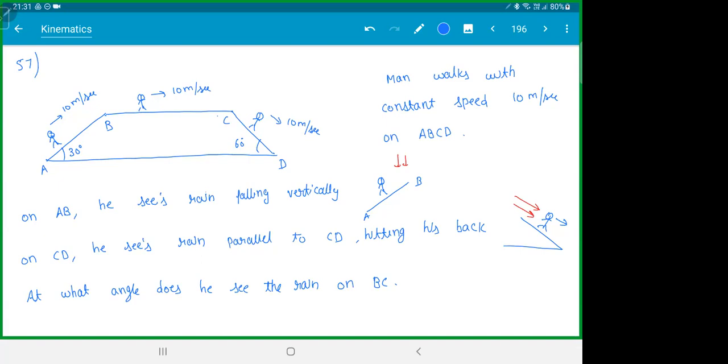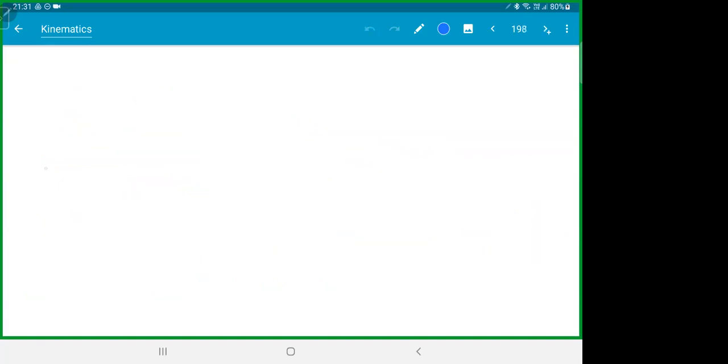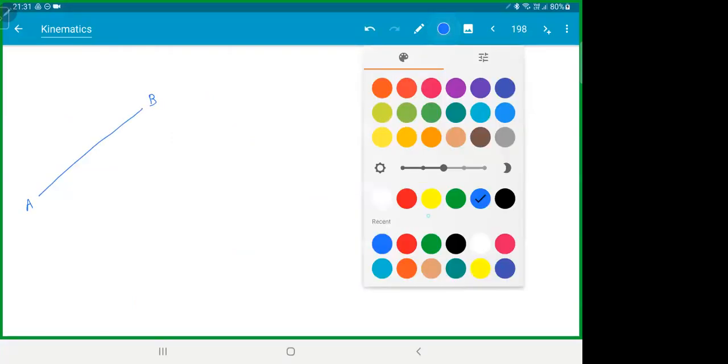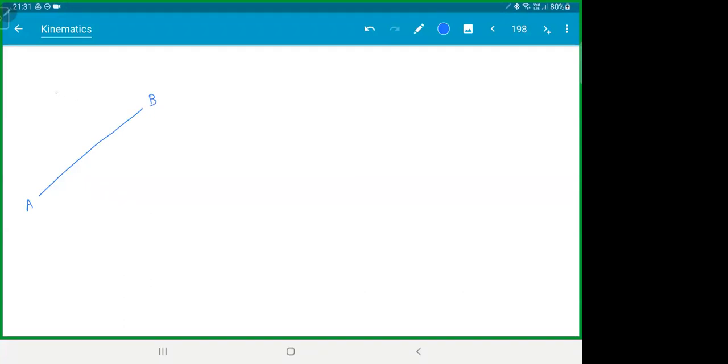Show you next part. See. 30 degrees you got. Okay, let's see. So when you're going on this AB, just now we saw the rain is actually falling at an angle. So this is V rain at an angle of 60 degrees. So let these components be V cos 60 and V sin 60.